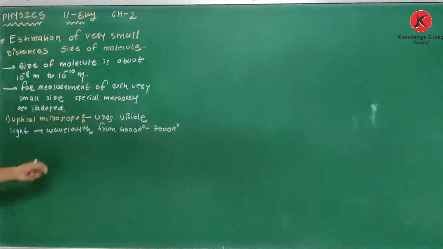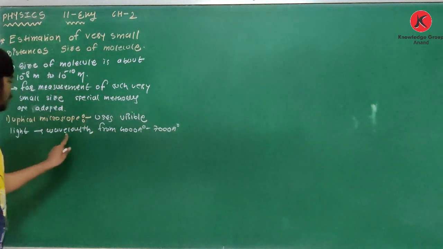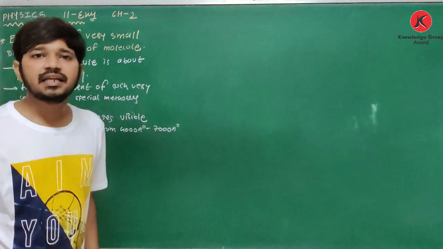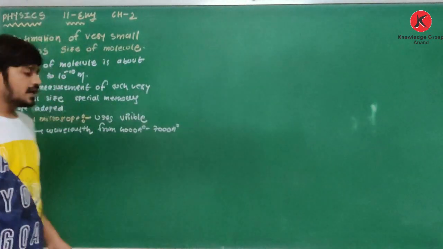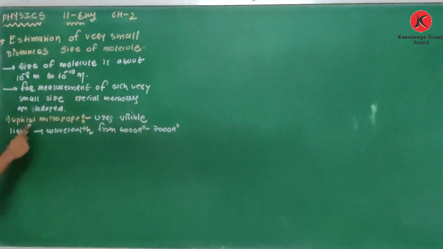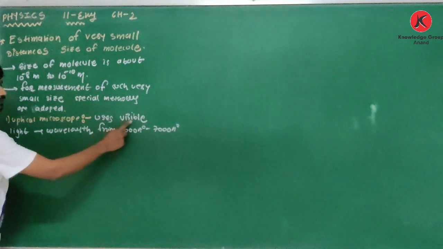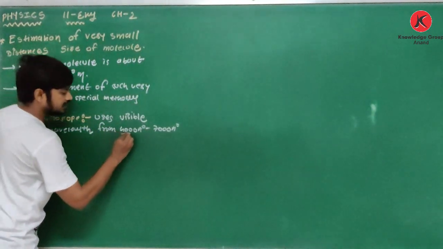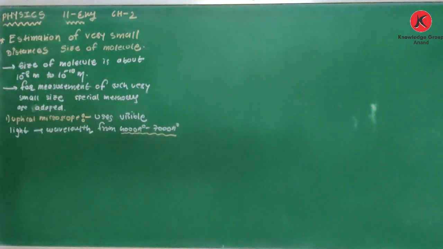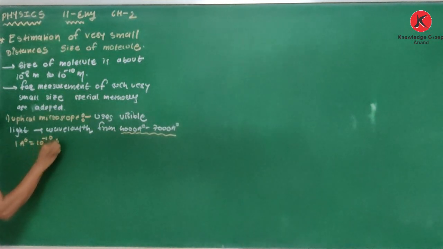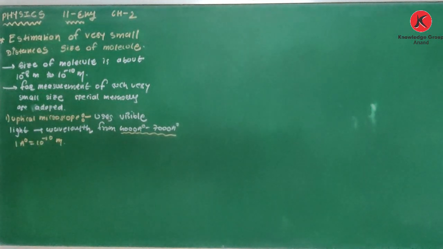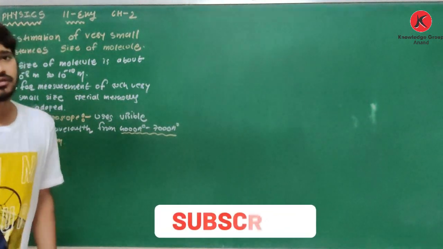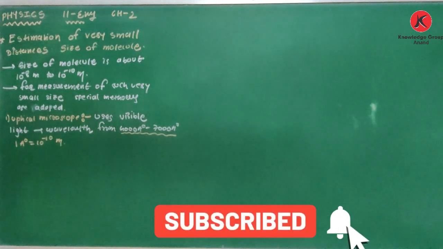How to use a microscope and what this wavelength is, we will study in the next chapters. Right now you have to remember this data: what an optical microscope is, what is used in it, and its range, which is 4000 angstrom to 7000 angstrom. And what is 1 angstrom? 1 angstrom is equal to 10 raised to minus 10 meter. Clear about this?